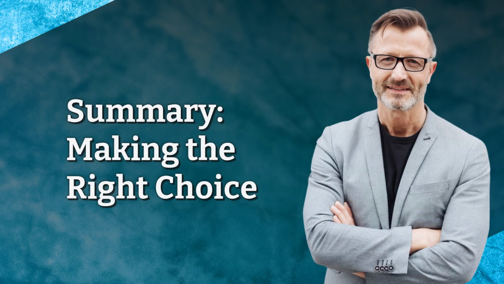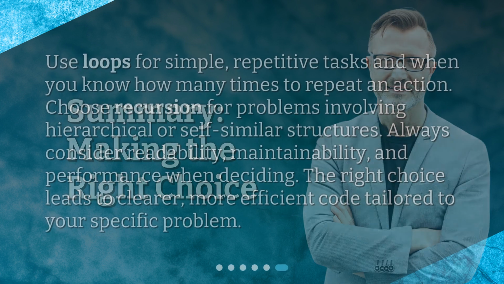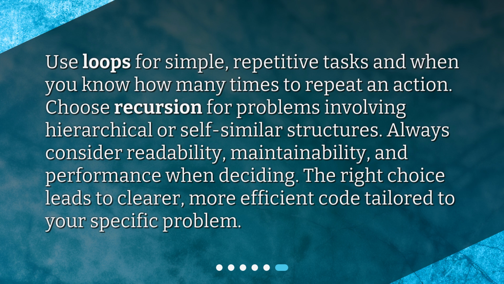Summary: making the right choice. Use loops for simple repetitive tasks and when you know how many times to repeat an action. Choose recursion for problems involving hierarchical or self-similar structures. Always consider readability, maintainability, and performance when deciding. The right choice leads to clearer, more efficient code tailored to your specific problem.